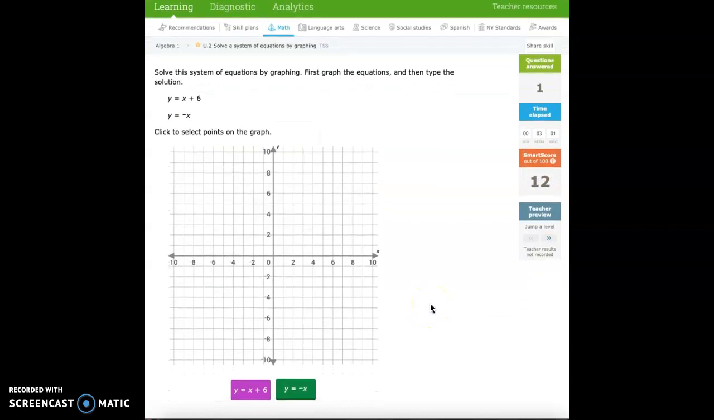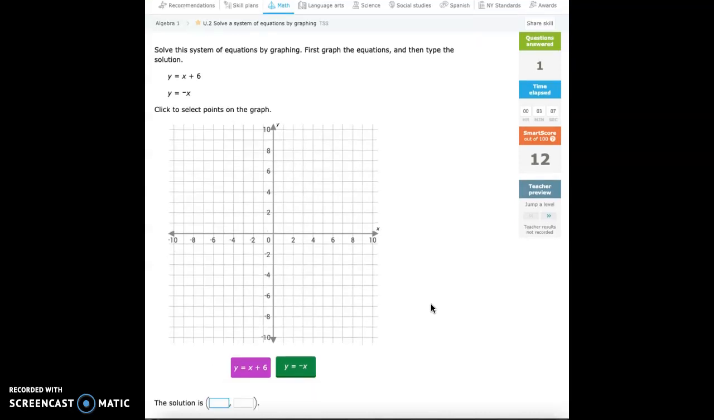Next question. Solve the system of equations by graphing. Graph each equation. Then type the solution. So we have y equals x plus 6. I see that the y-intercept is positive 6. So that's where it crosses the y-axis. And my slope is 1. So 1 as a fraction is 1 over 1. That means I go up 1, right 1. Here is y equals x plus 6.